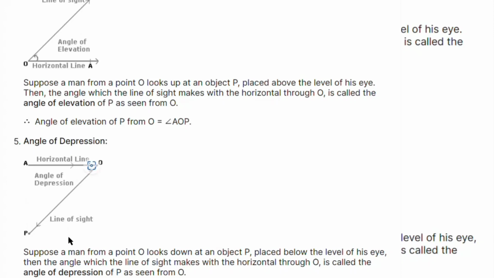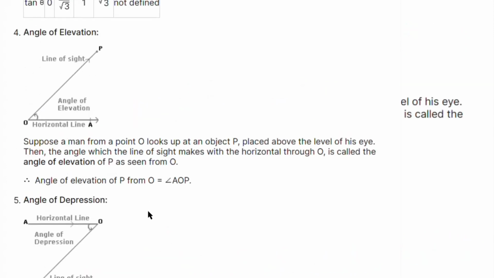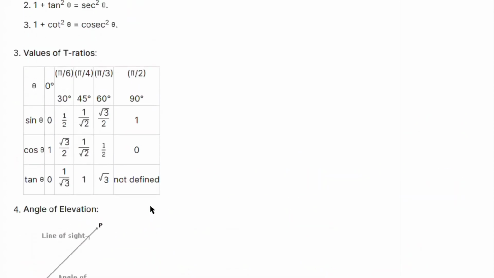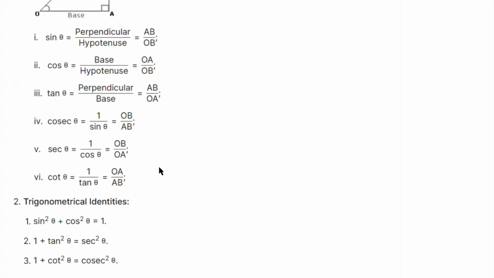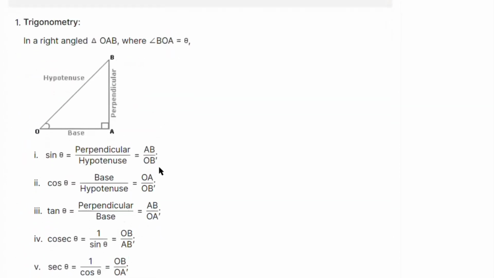So here, suppose a man from a point O looks down at an object P placed below the level of his eye, then the angle which the line of sight makes with the horizontal through O is called the angle of depression of P as seen from O. These are the main formulas of heights and distances: angle of depression, angle of elevation, values of trigonometric ratios, trigonometric identities, and trigonometric formulas.